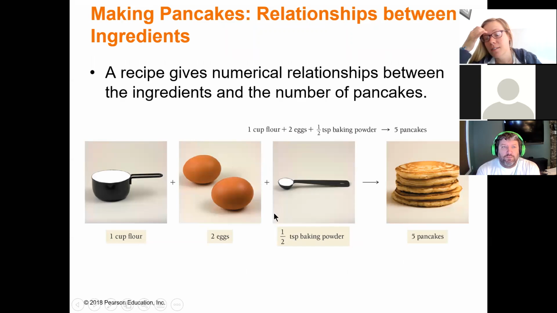So we're going to bake first. I'm sure that you guys have all looked at a recipe before.